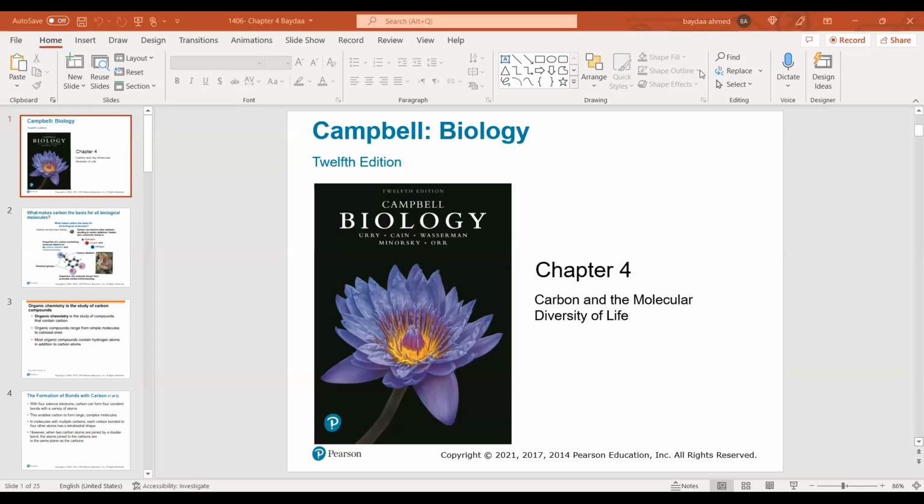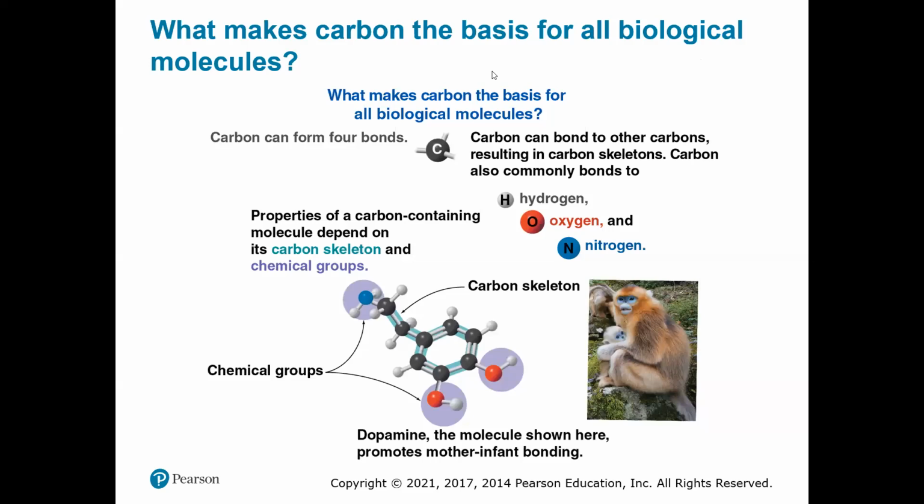Today we will be doing chapter 4, Carbon and the Molecular Diversity of Life. What makes carbon the basis for all biological molecules? Carbon can form 4 bonds and therefore can bond up to 4 other atoms or groups of atoms.